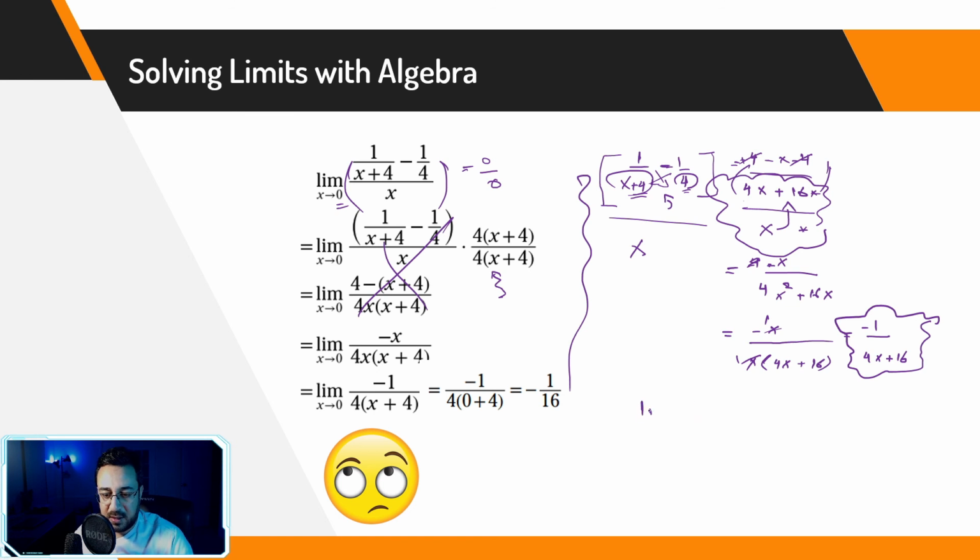Now, what is the limit as x approaches 0? Because we did that to find the limit as x approaches 0 for that expression that we simplified. That's minus 1 over 4x plus 16. If you plug in 0 instead of x, minus 1 over 4 multiplied by 0, that's 0, plus 16, that gives you minus 1 over 16. That's exactly the result that the other author got following his way of simplification.